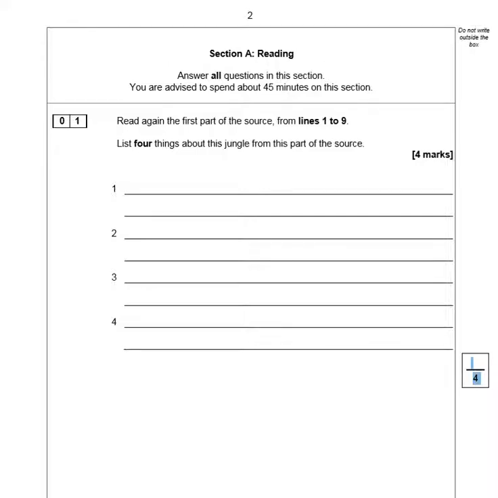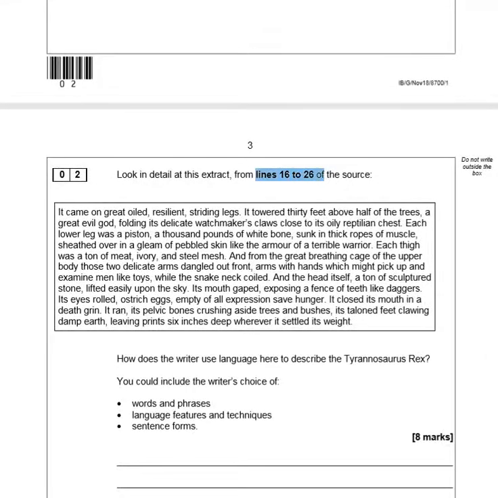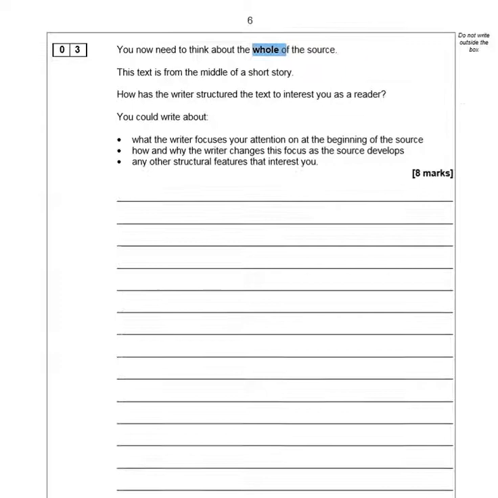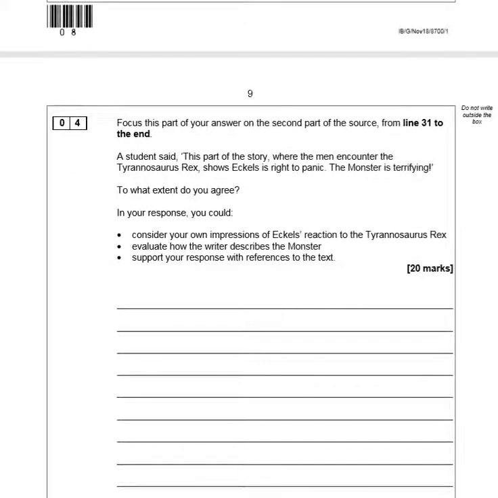But what I would do is highlight lines 1 to 9. Then I would highlight lines 16 to 29. You can see it's already bold and highlighted in the exam paper, but I would just emphasize that, and then the whole of the source. And importantly, because I've seen mistakes on question 4 before, lines 31 to the end.